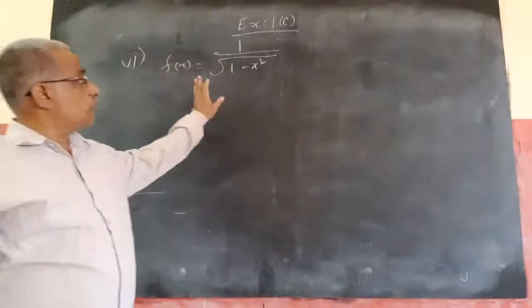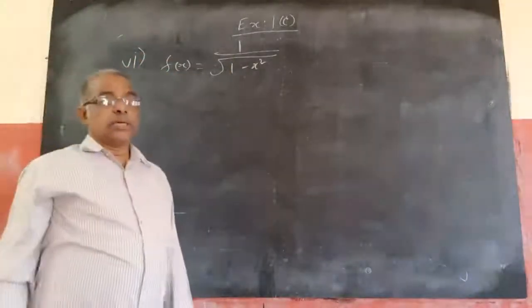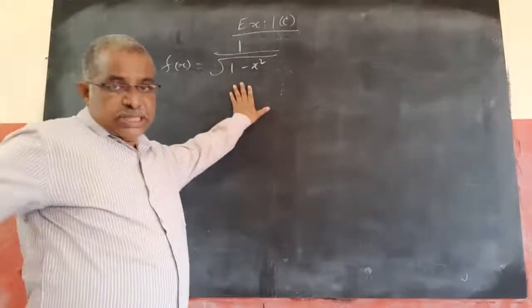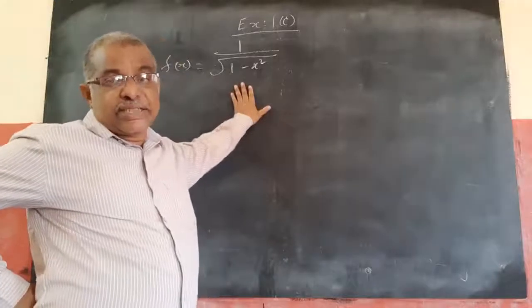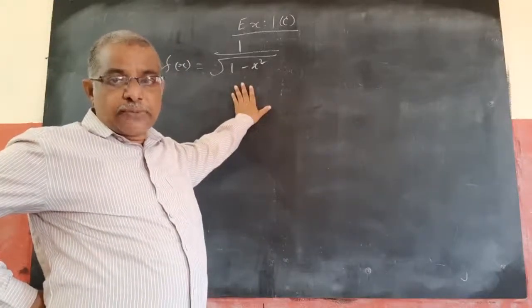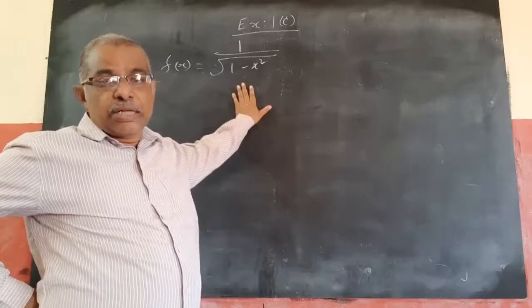One more sum. Find the domain of 1 by root of 1 minus x square. Here also you should take care of two things. One is the denominator should not be 0. Second thing, root is defined only for positive values, like your logarithm. Root of negative values is called a complex number, not a real number. We need a real valued function.